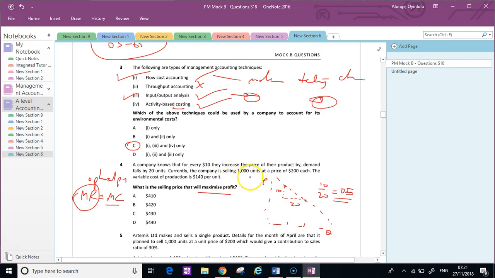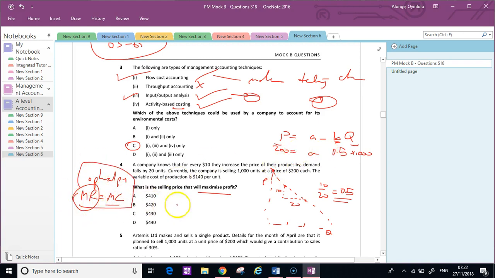Then it says currently the company is selling 1,000 units at a price of £200 each. So we have an equation, P is equal to A minus BQ. We have that at the front. That's the equation of this curve, the relationship between price and quantity. We know what B is: B is 0.5, we've just worked it out. We're told they're selling 1,000 units, and we know what the price is at that point. So I want to find A, the constant, because if I can find A, then I can plug things in later.